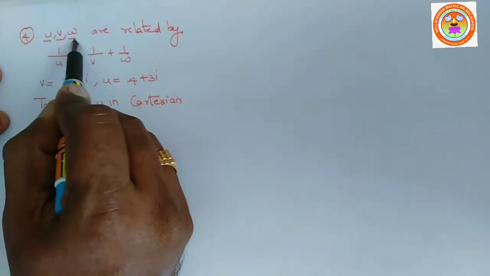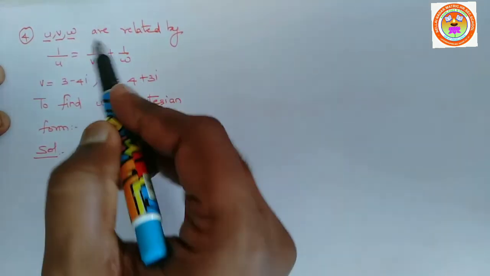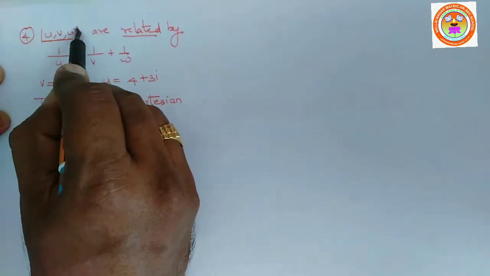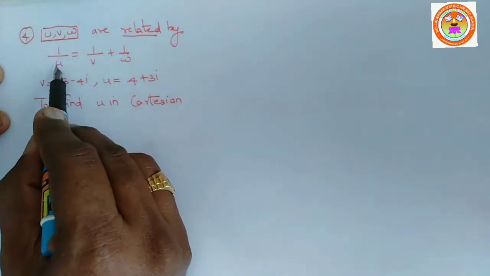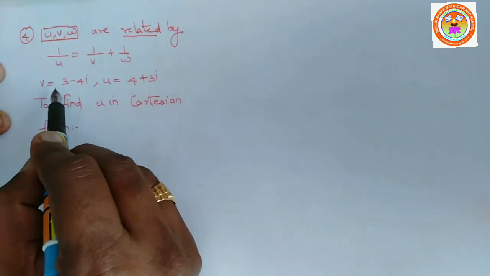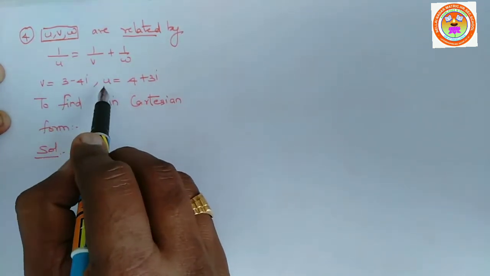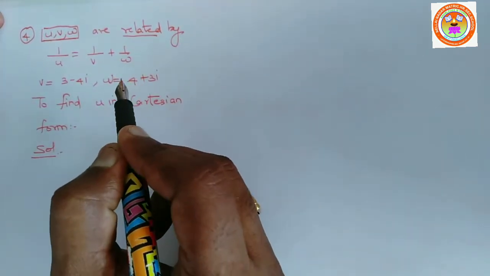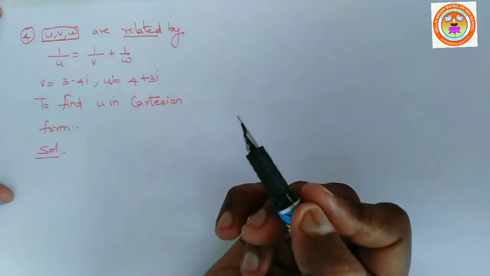Fifth sum. U, V, W are complex numbers related by 1/U = 1/V + 1/W, where V = 3 - 4i and W = 4 + 3i. Find U in Cartesian form.